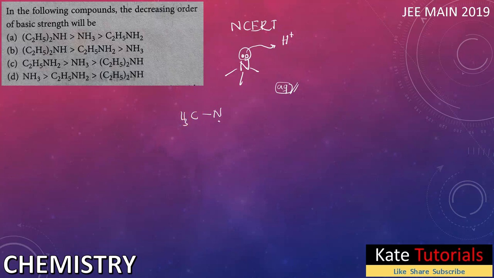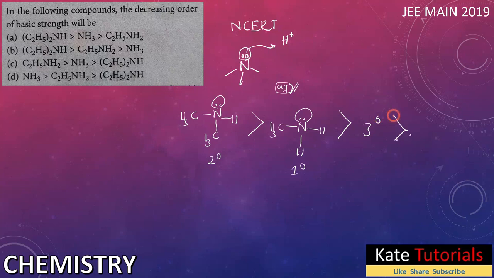This is CH3 and H, right? So this is a secondary amine, in which methyl groups are attached. Secondary amine will be highly basic compared to primary amine. Primary means CH3 and here H and H. So secondary amine is more basic than primary amine, then comes tertiary amine, then comes 0° amine. 0° amine means simple NH3. So this is the basic strength order when the CH3 group is there.